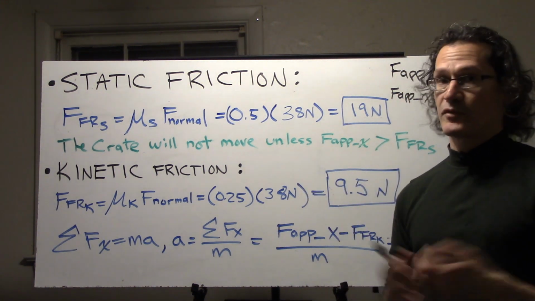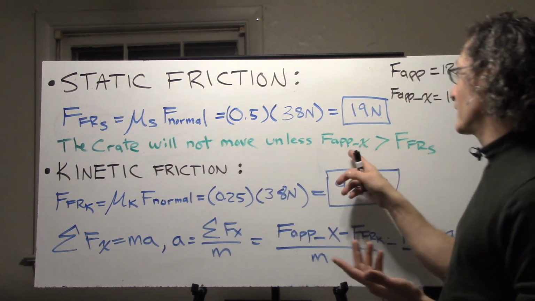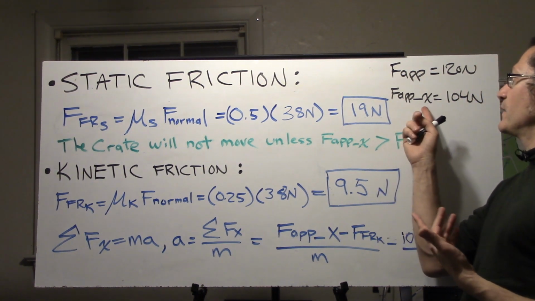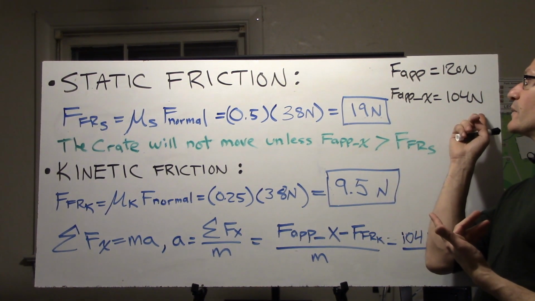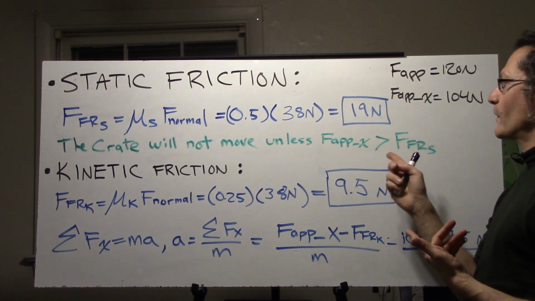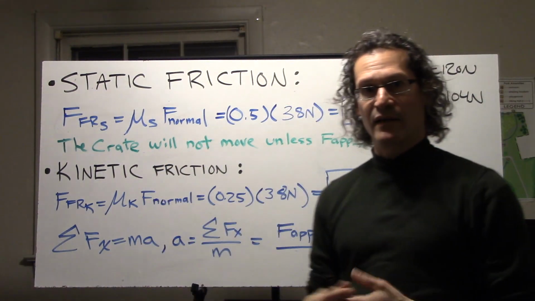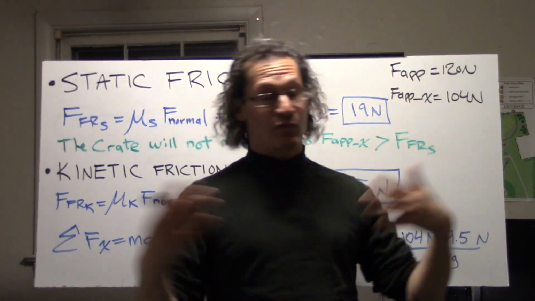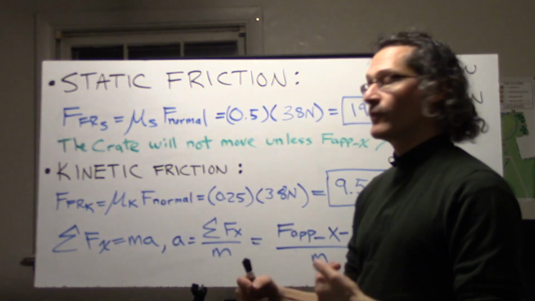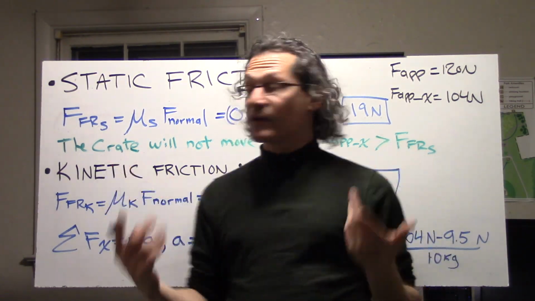It's much, much less. So the crate will not move unless force applied x is greater than force of friction static. Okay. Well, we found force applied in the x direction to be 104 newtons. It was 120 times the cosine of 30 degrees. And yes, it's definitely above the 19. So even though that resistance is less, it's way more. The force applied in the x direction is still way more than the force of friction static. Therefore, it's going to be in the kinetic region, and we'll see if it accelerates.